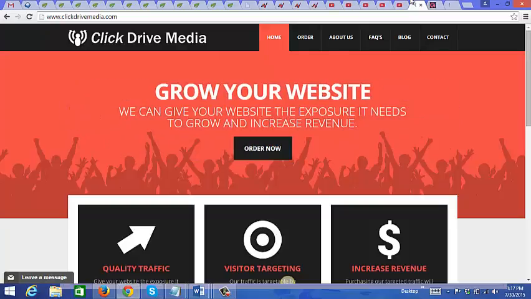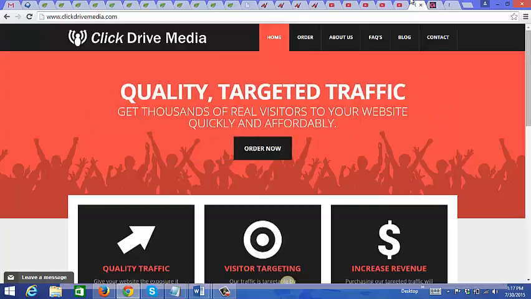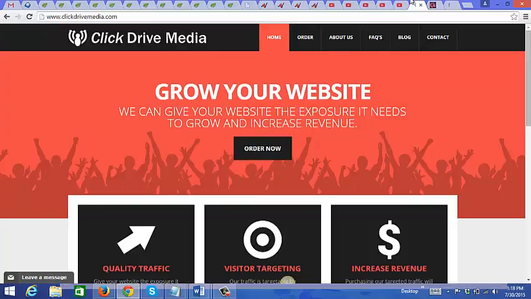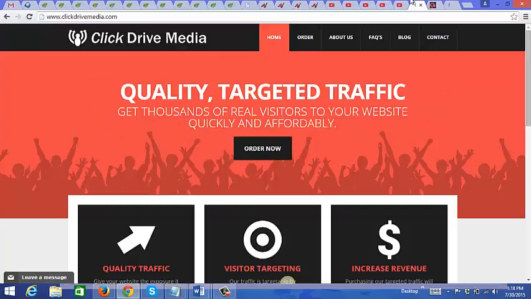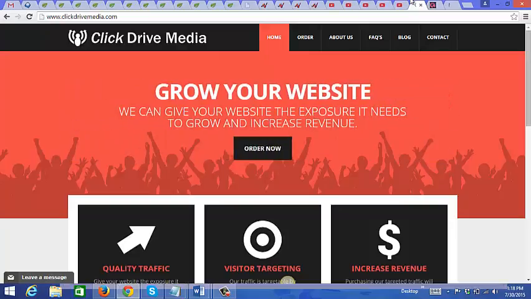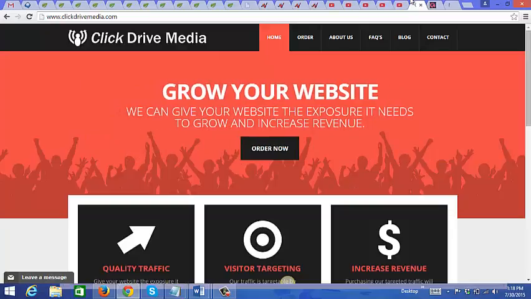And the great thing about ClickDrive Media is that their traffic is cheap. They charge, I believe, starting from less than 1 cent per unique visitor. And you can target the traffic by niche, category, and geographic location. And usually when you do buy traffic from them, you will start receiving traffic within 24 hours of starting your campaign.